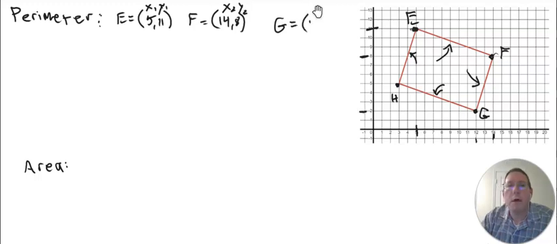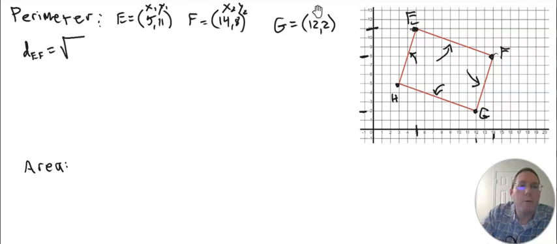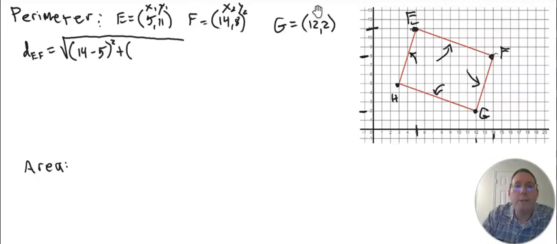Okay, we'll come back to labeling G after we're done with E and H. All right, so the distance of EF is going to be equal to the square root of (x2, 14, minus x1, 5) squared, plus (y2, 8, minus y1, 11) squared. And so that's going to be equal to the square root of 14 minus 5.